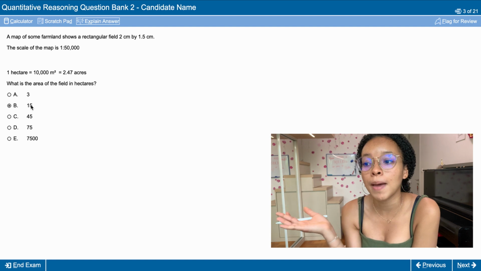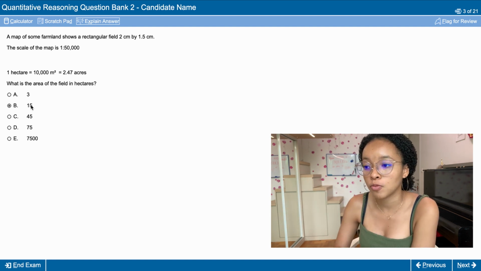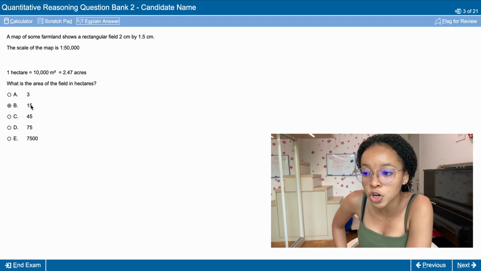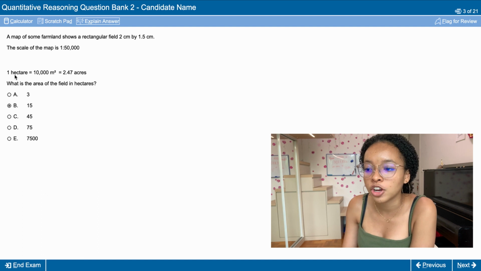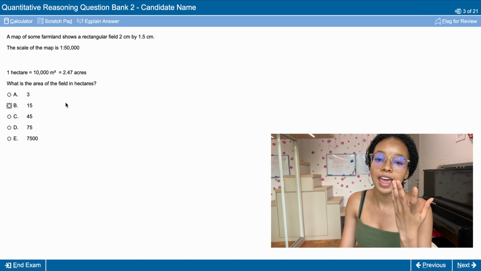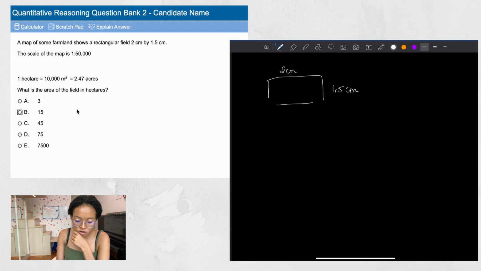The question says, a map of some farmland shows a rectangular field of 2 centimeters by 1.5 centimeters. The scale of the map is 1 centimeter corresponds to 50,000 centimeters. Then they give you a conversion between hectares, square meters, and acres, and then they ask what is the area of the field in hectares. So the first thing that I would do to answer this question is a rough sketch of a rectangle with 2 centimeters by 1.5 centimeters. Then I would convert the centimeters that I have here into the actual real dimensions in real life.